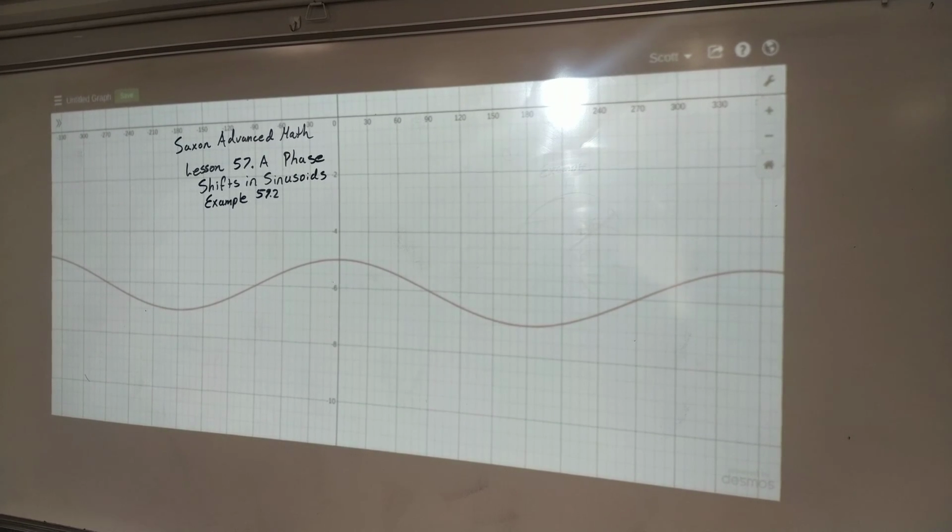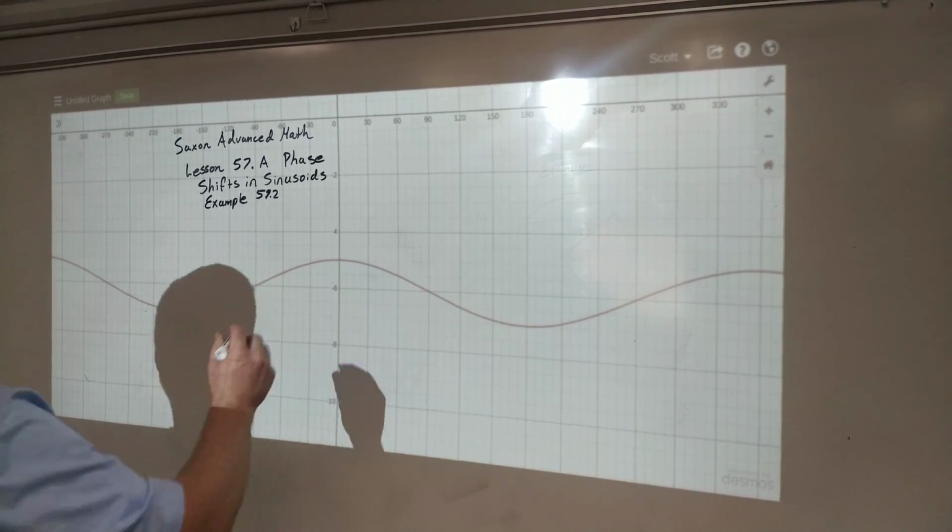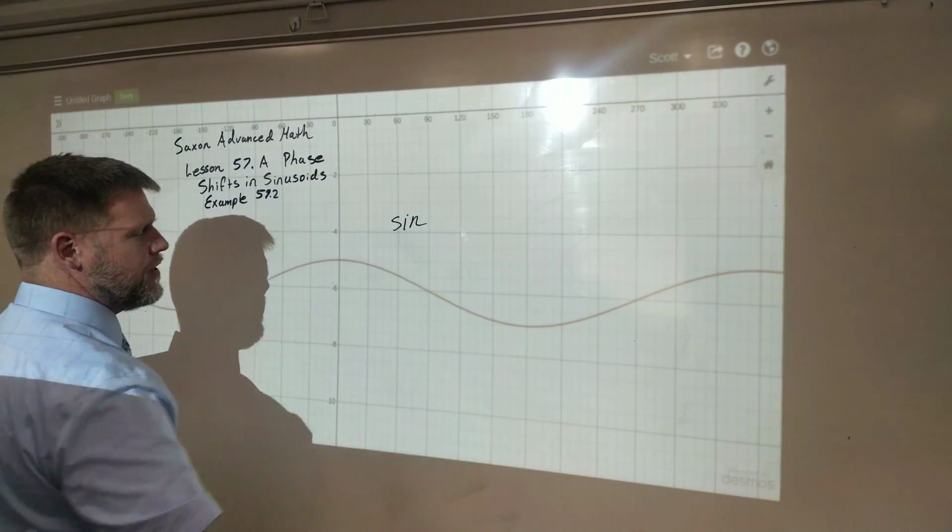Example 57.2 asks me to find the function here. It says write the equation of the function as a sine curve with a phase shift. So I want to do this with a sine curve. So I know that it's going to have a sine in it. So I'm going to say I'm looking for the sine.